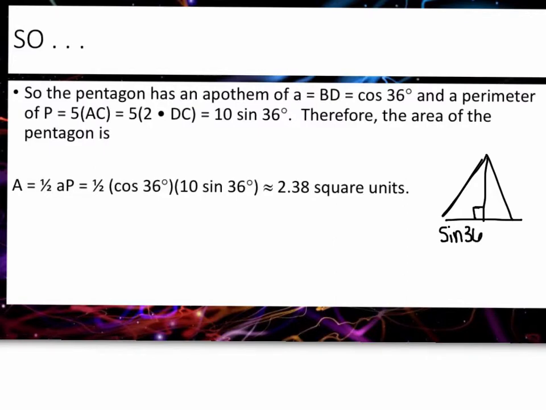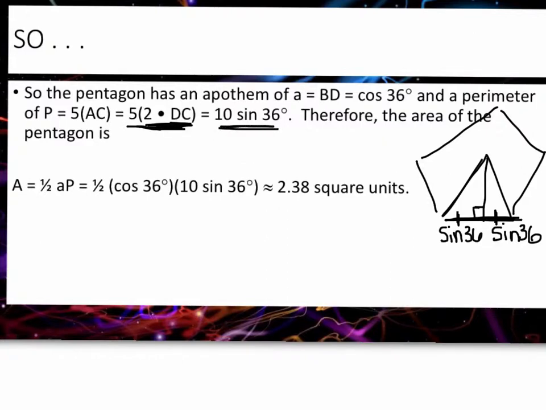So really, if I need to find an entire side of the pentagon, it's going to be 2 times the sine of 36, because both parts are sine of 36. This part here and this part here. So that's where they get 2 times the sine of 36. And then I also need to multiply that by 5, because I'm looking for the perimeter of a pentagon. So I've got this side up here, this side, and then this side. Remember, it's 5-sided.